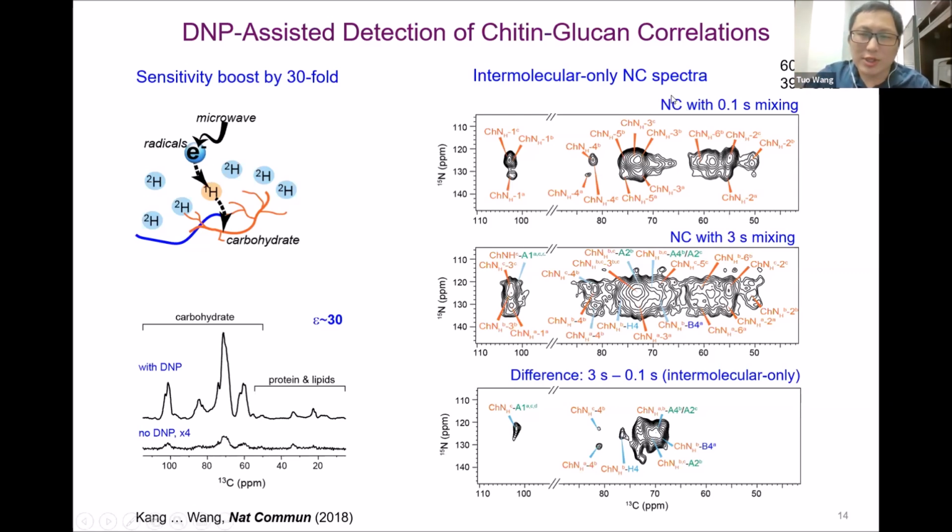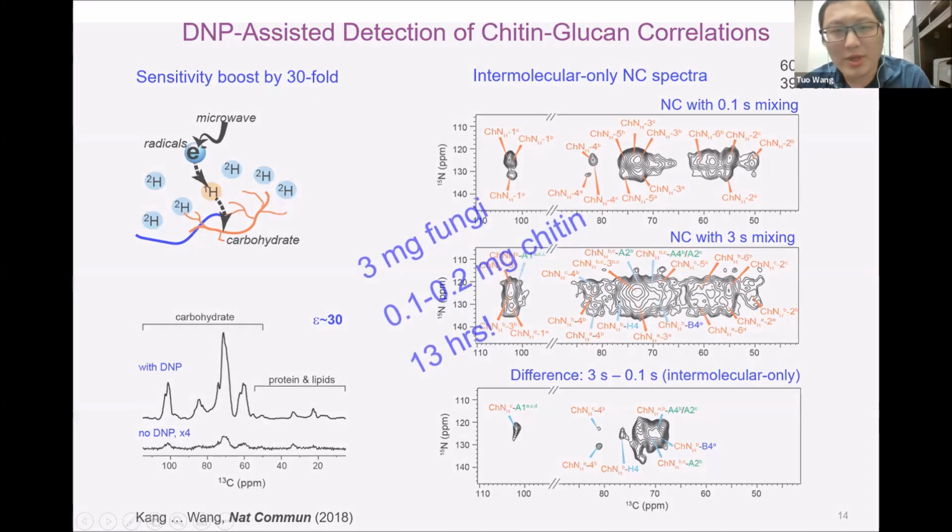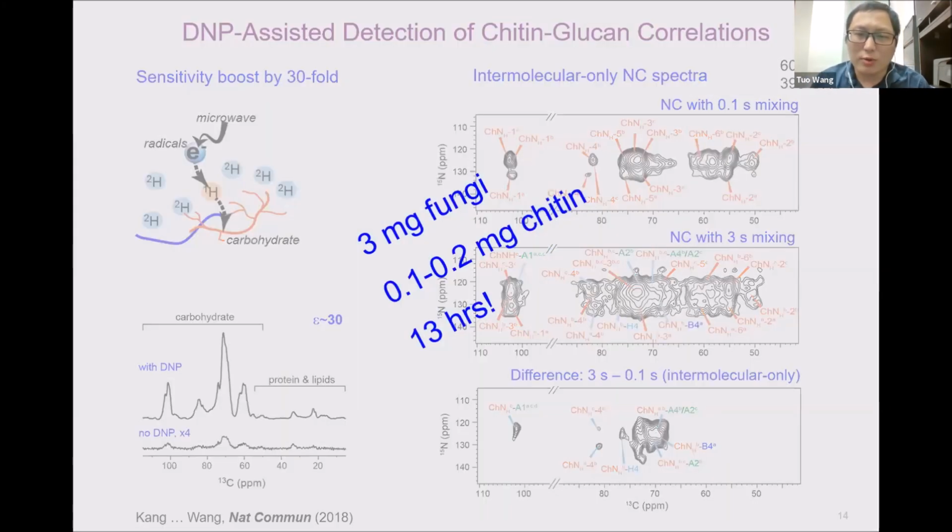By combining 2D nitrogen-carbon correlation spectrum with a short carbon-carbon mixing, we only probe the intramolecular correlations. And with the long mixing, we simultaneously probe the short range and the long range correlation. And the spectral subtraction will give us a difference spectrum that only reports the intermolecular cross peaks, which are structurally meaningful. For example, between chitin nitrogen and alpha-1,3-glucan carbon 1 and carbon 2. With only 3 milligrams of the fungal material and with only 0.1 to 0.2 milligrams of the chitin, we're able to finish those experiments within 13 hours and obtain many intermolecular cross peaks.